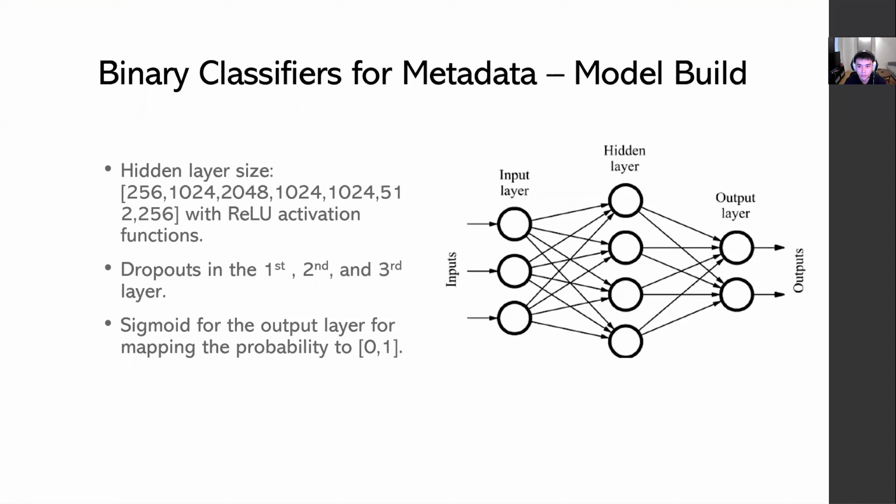During this process, we use ReLU as the activation function to get some non-linear transformation. The dropout rate has been set on the first, second, and third layers because we try to avoid overfitting, so we set some dropouts on the first several layers. And at the very last, we have a sigmoid activation function for the output layer.